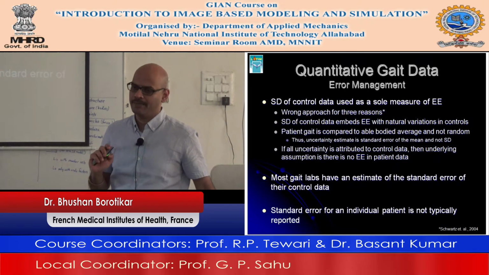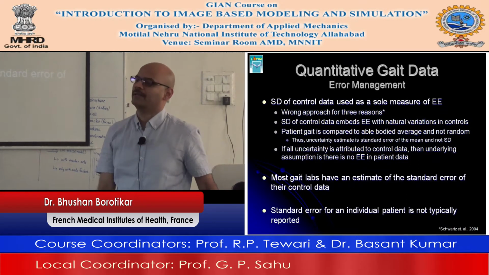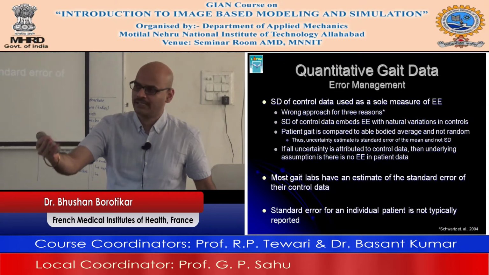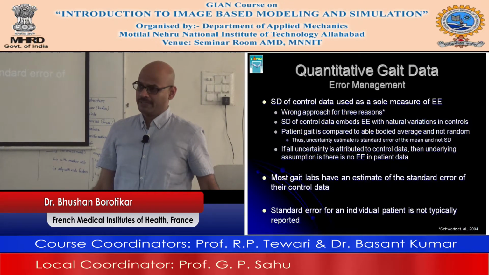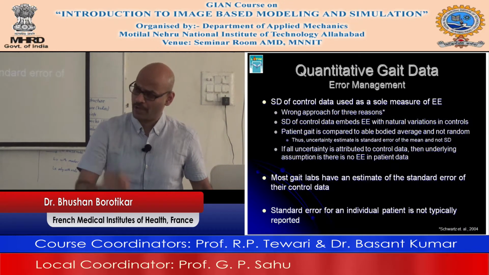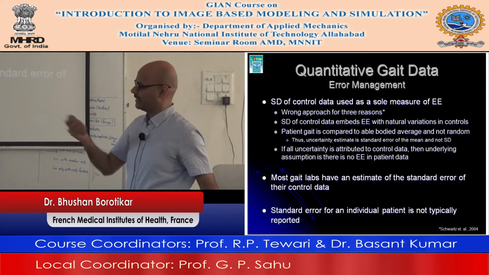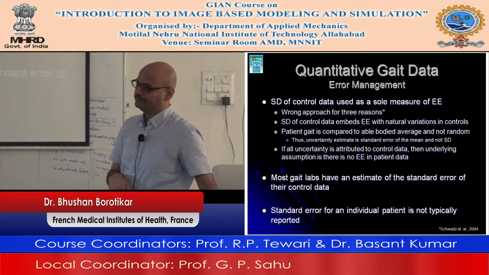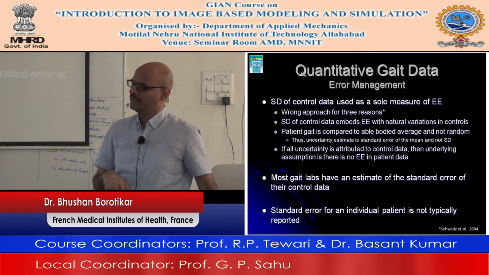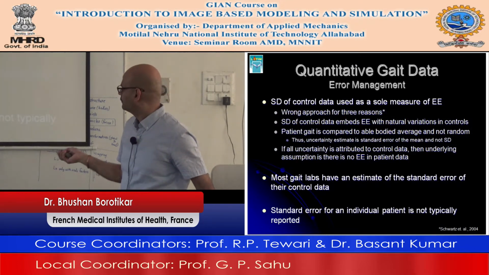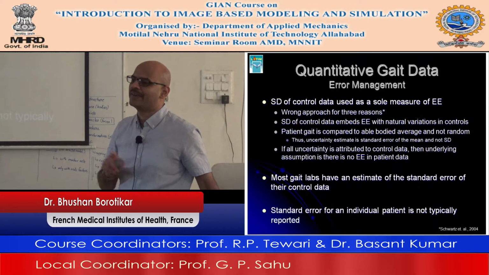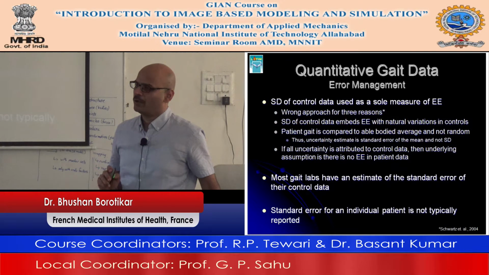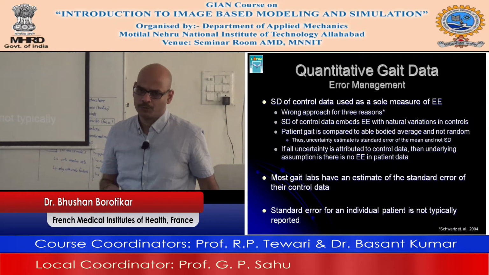When you have a gait lab, you should have an estimate of your error with regards to the setup that you have, with regards to the units and instrumentation that you have, with regards to the protocol that you have in place. You should have an ability to estimate the standard error. And once you have that, then you can analyze your results better. And standard error for an individual patient is typically never reported. It's always reported in a group of patients or a group of controls.